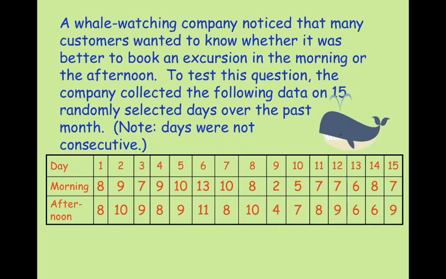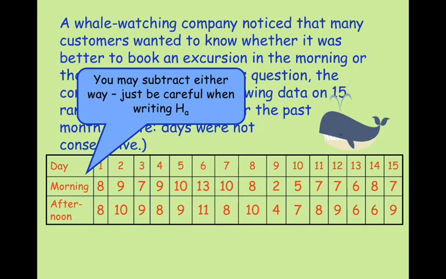Now it's possible that we can subtract either way. We can do morning minus afternoon or afternoon minus morning. The only difference here is depending upon the way I subtract, that will impact my alternative hypothesis. So we're going to do this one together so that you can understand how we subtract and how we calculate the alternative hypothesis. In this example, I'm going to do morning minus afternoon. So let's go ahead and take the data for each of those days, do the morning whale watching minus the afternoon, and get a difference for each of the 15 days. Pause the video to take a chance to do that, and then come back when you're ready to go.